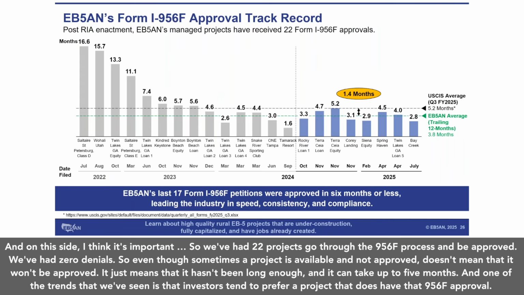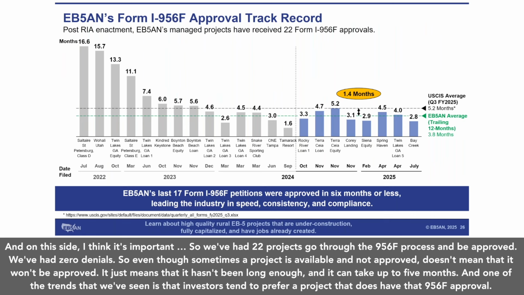Yeah, and on this side, I think it's important. We've had 22 projects go through the 956F process and be approved. We've had 0 denials. So even though sometimes a project is available and not approved, it doesn't mean that it won't be approved. It just means that it hasn't been long enough, and it can take up to 5 months.